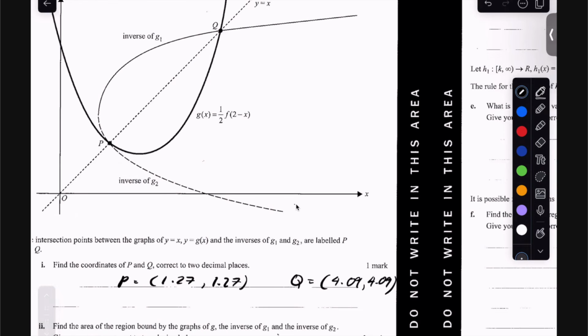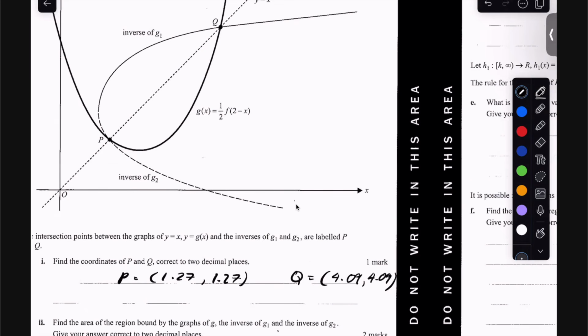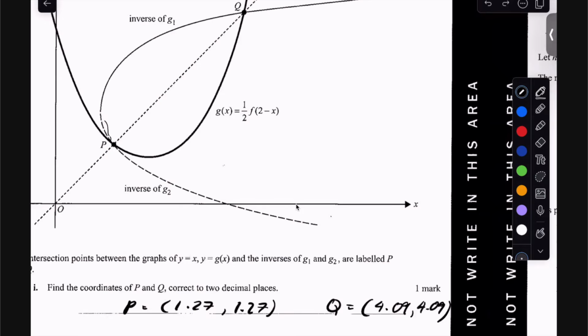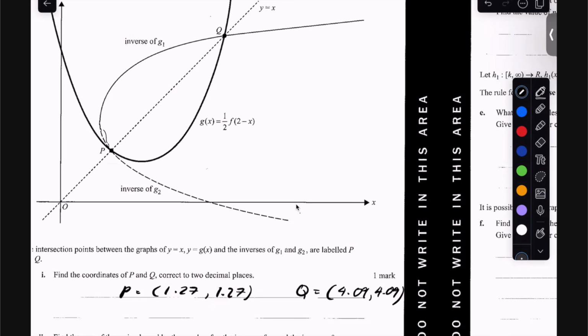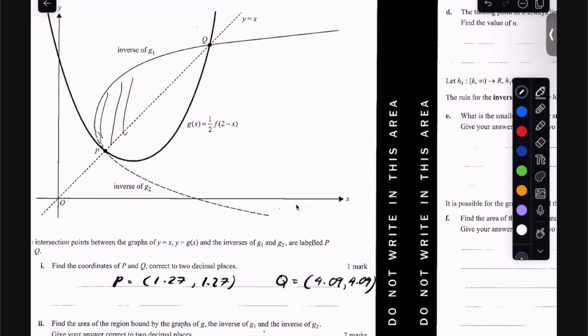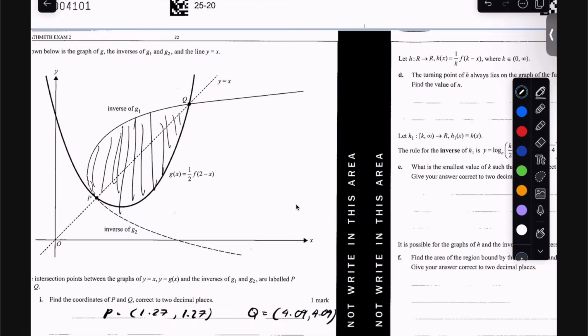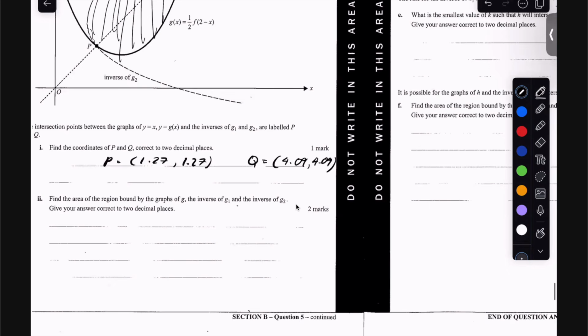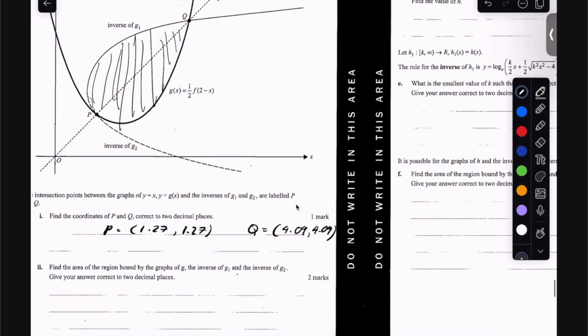So g is the dark black one. The inverse of g1, that's that. And the inverse of g2. Oh, so that's for this part. Okay. So you want this area here, right? Now, I don't think that's double what's bounded by the line y is equal to x, inverse of g1 and inverse. Remember, g1 and g2 are the same function, so the inverses are the same. One is just the positive and one is just the negative.